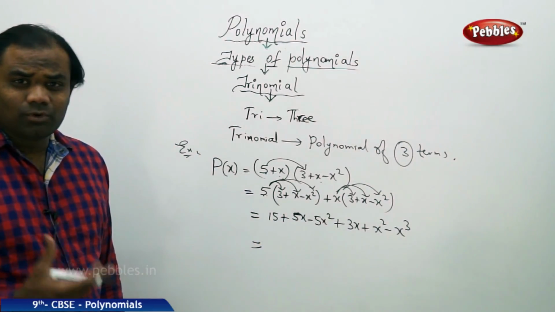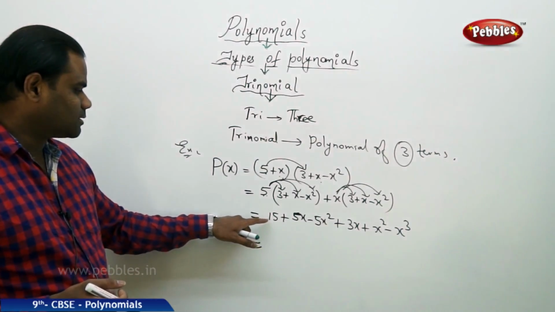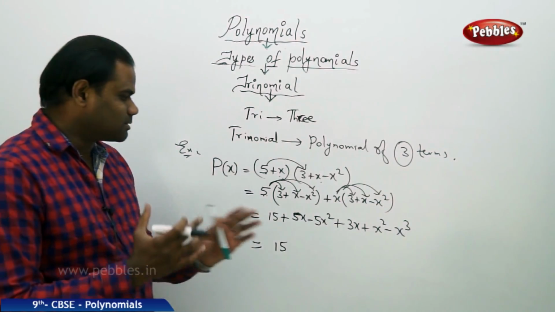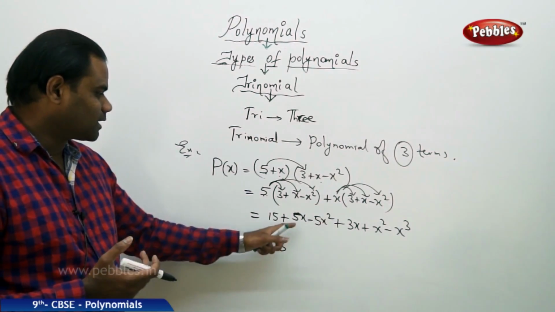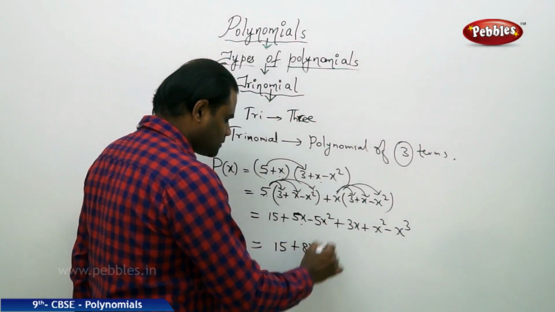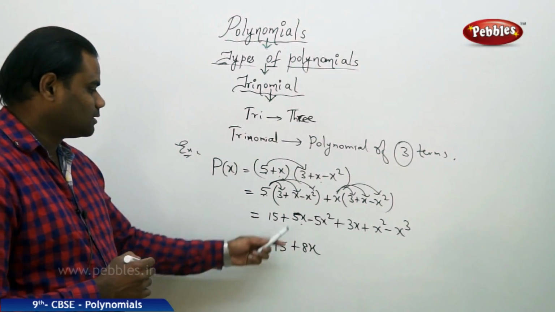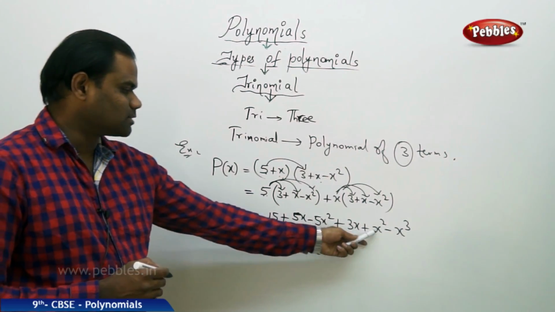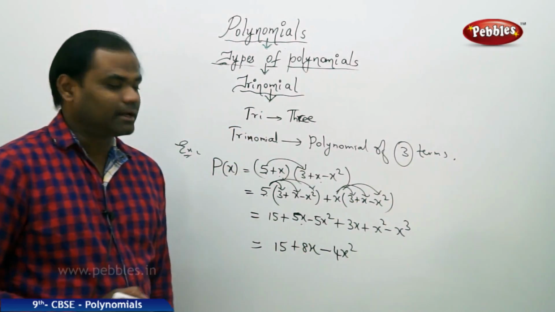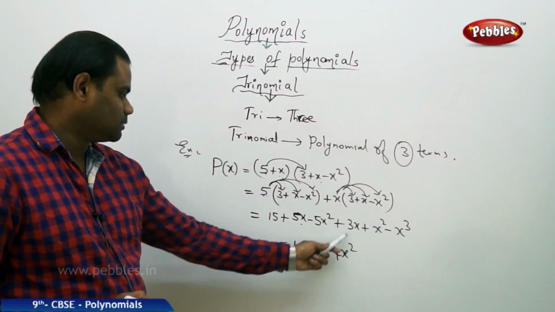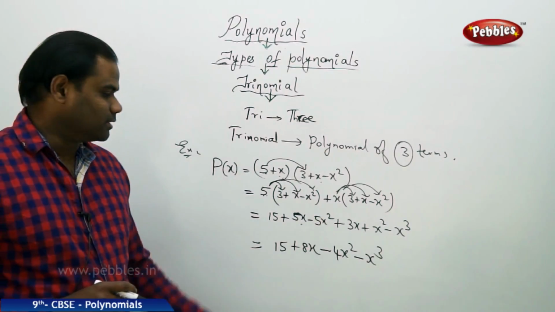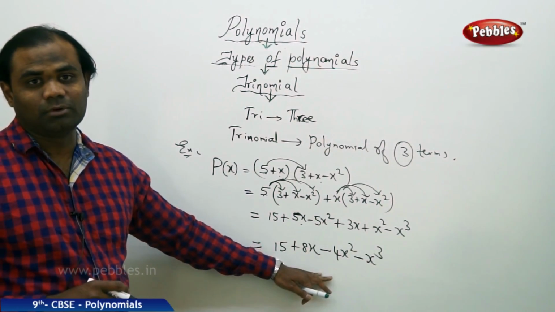As we see, this can be further simplified by taking the constant here and then by pairing all the terms of x on one side together, and then I get 5x plus 3x, which is 8x, and then minus 5x squared plus x squared, which is minus 4x squared, and then I get minus x cubed. That's it. And I cannot further simplify this. This is the end of the polynomial.